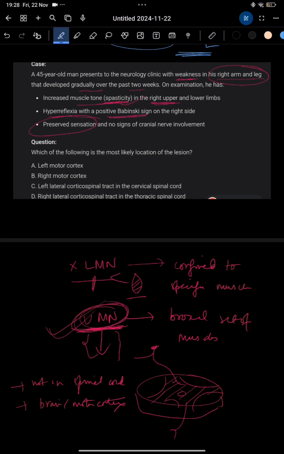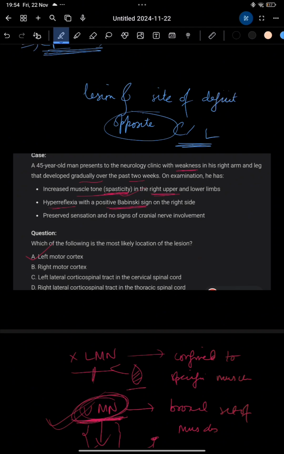So the lesion is always contralateral to the deficit in case of motor cortex. So our answer is left motor cortex. How do we rule out option B? It is based on the simple principle that if the lesion involves the cortex, the deficit is always contralateral. Contralateral to right is left, so the deficit should be left. But according to the question, the deficit is in the right side. So option B is ruled out.